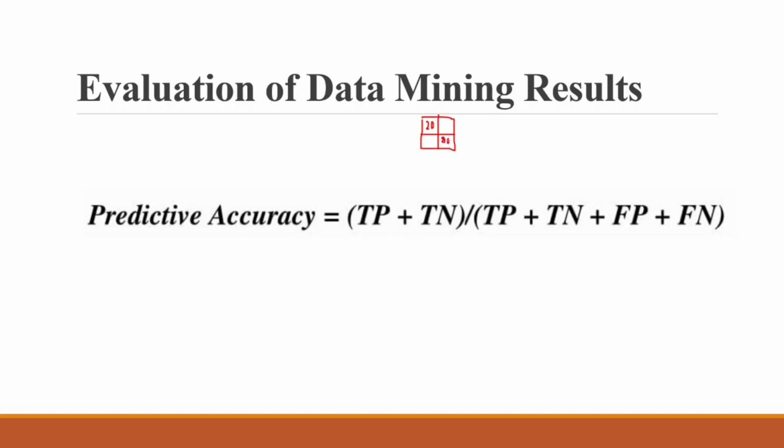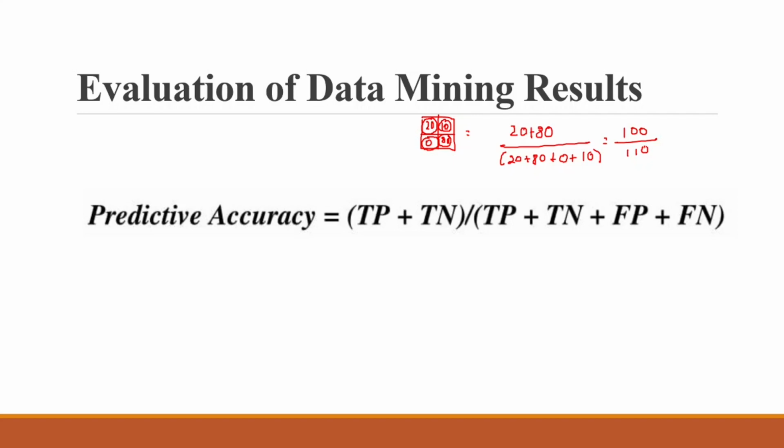Okay, now let us assume that my confusion matrix has values something like this: 20, 80, 10, and 0. So this means there are 20 true positive, 0 false negative, and 10 false positive, and 80 true negative, right? So what will be the predictive accuracy? Predictive accuracy will be 20 plus 80, that is true positive and true negative, divided by all the values, that is 20 plus 80 plus 0 plus 10. So this is basically 100 divided by 110.